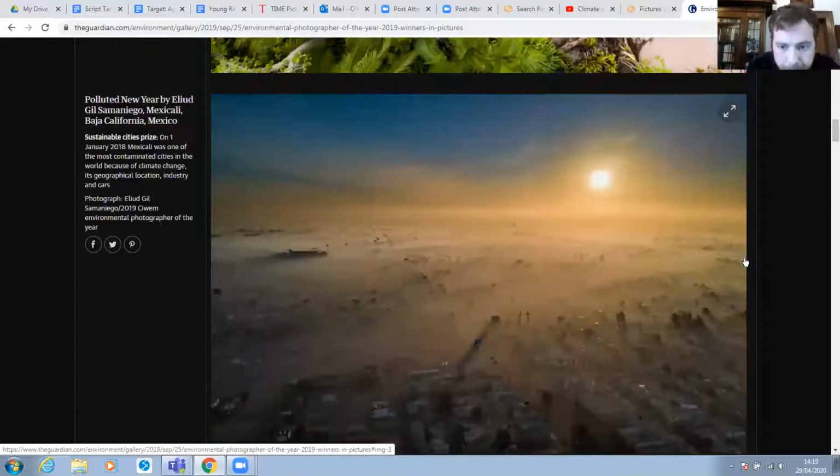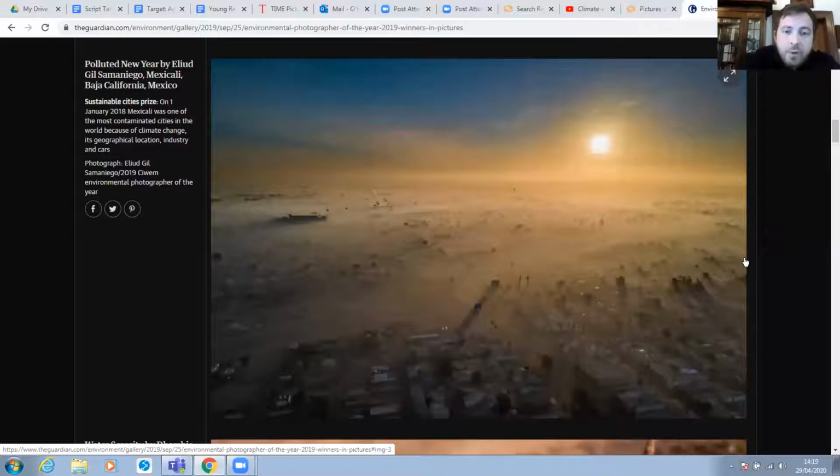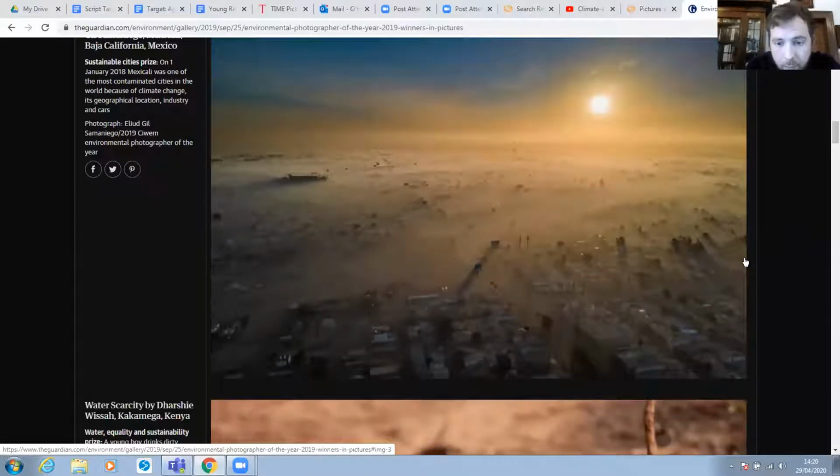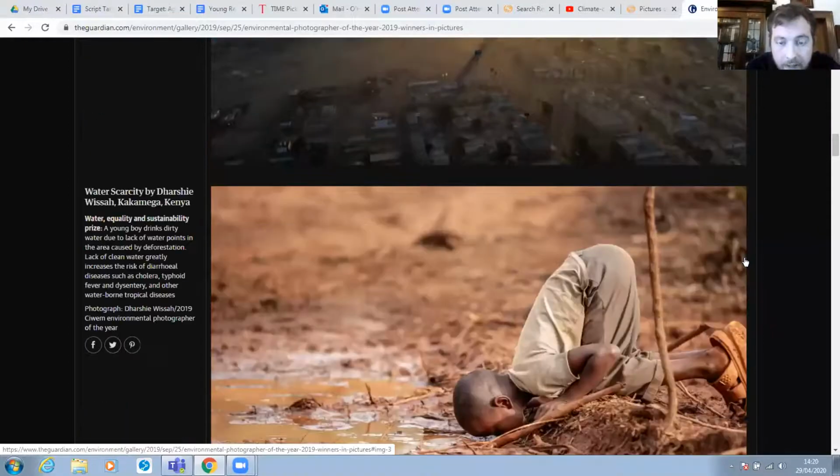Pollution, again, I mean that image speaks for itself. As long as you know that's the location and the time, I think it's quite obvious that photo depicts pollution. I'll look at some more here, and then we'll move on.